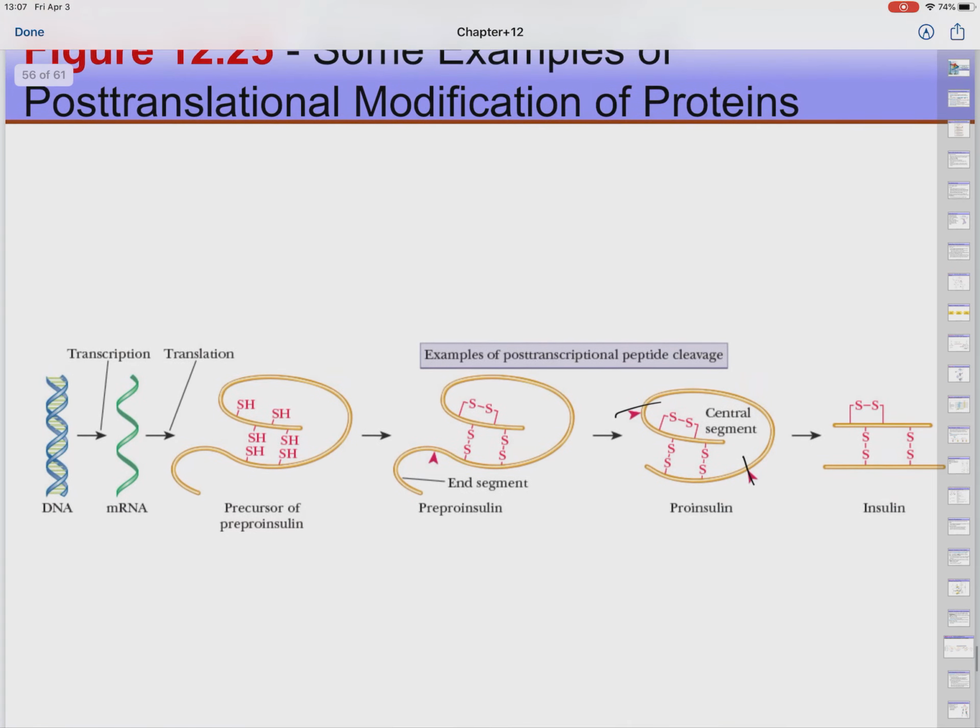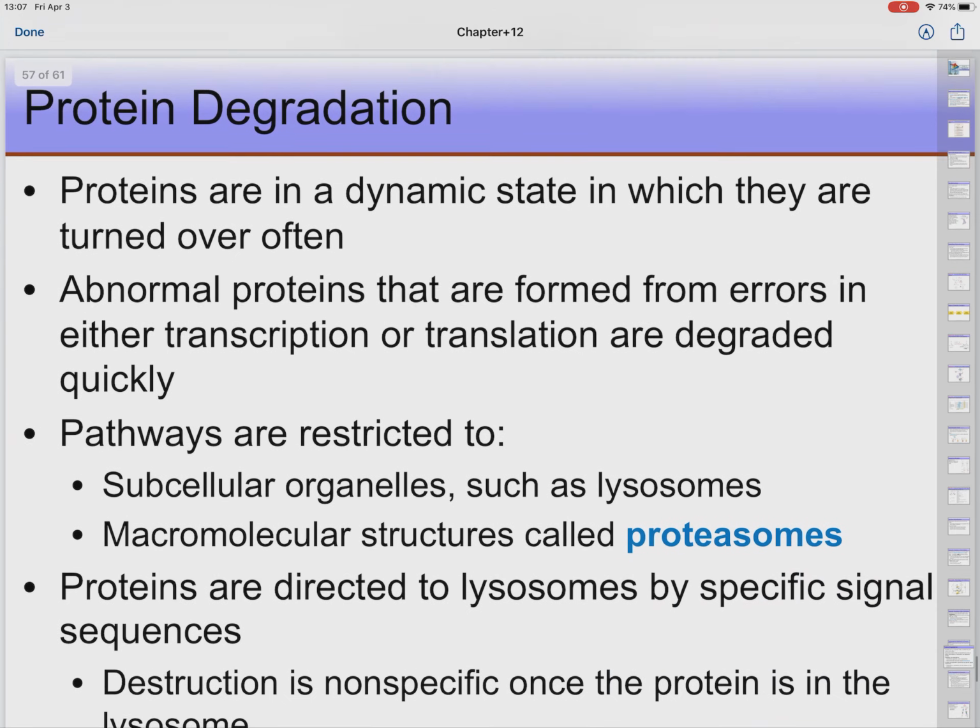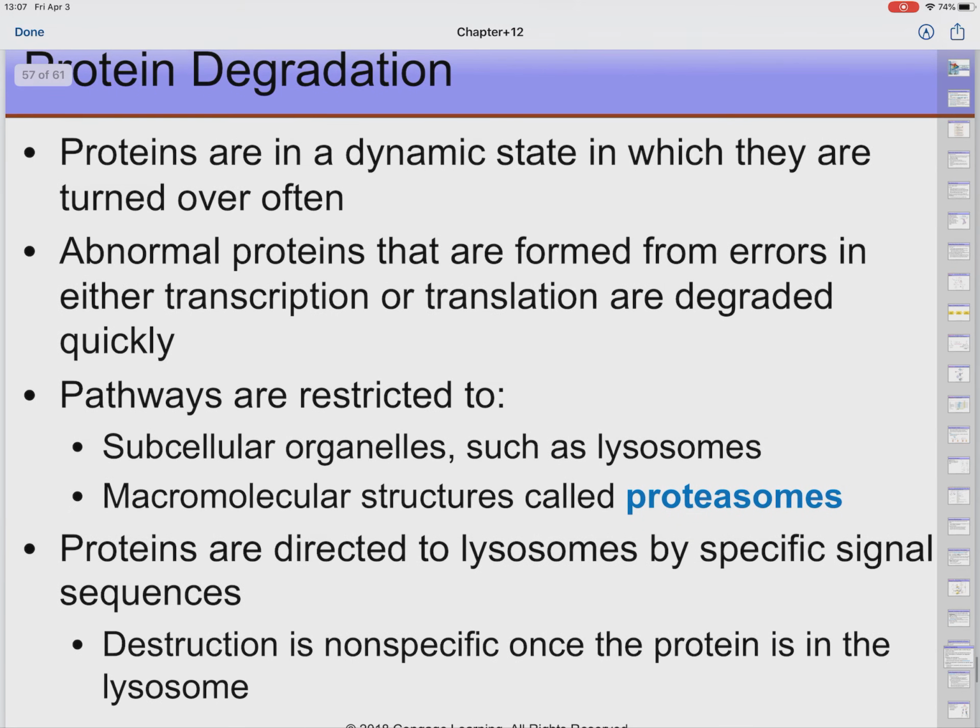Just because a protein gets translated does not mean that it's anywhere near being functional. Proteins are in a dynamic state when they get turned over. Abnormal proteins formed from errors in transcription or translation get degraded quickly, you would hope. Proteins get turned over often. That's what this first bullet point is saying: the proteins in your body are not there for a long time. They get made, they do their job, and then they get broken down because you're constantly making new ones.